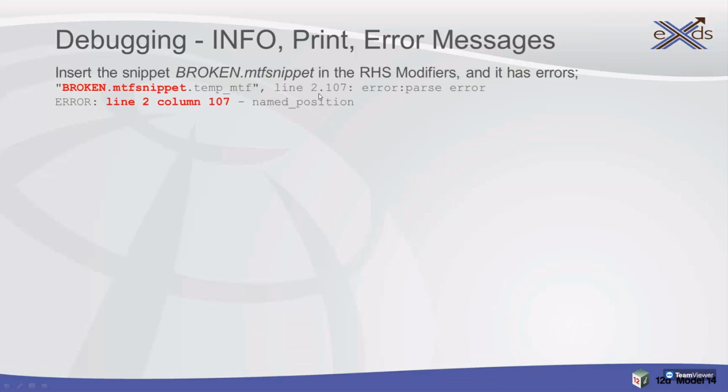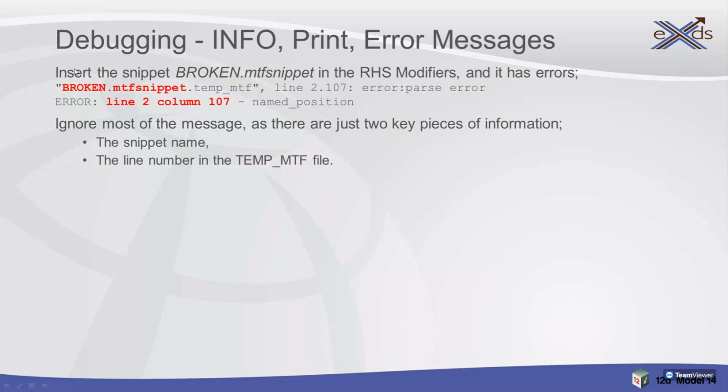So straight away we insert it, and this sort of error message comes up, and we get people ringing up going, oh, I got errors with my snippet, and they send it through and it's pass, error, this, that, blah, blah, blah. Really, it's giving you all the information you need, and the two key things are the snippet name and the actual location in the temporary file. So line 2, column 107.